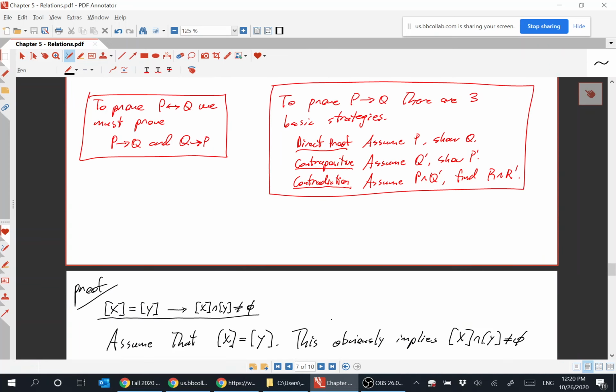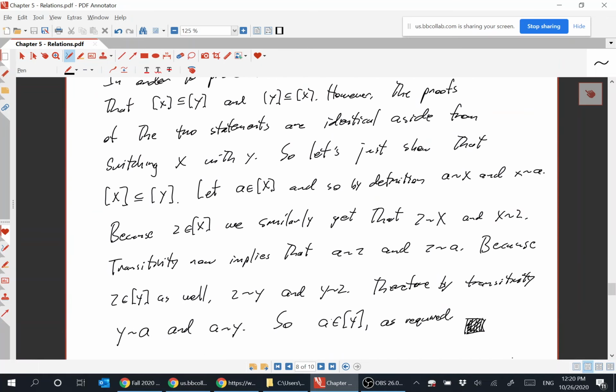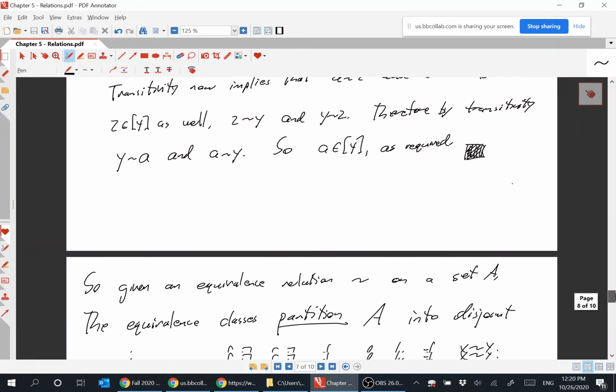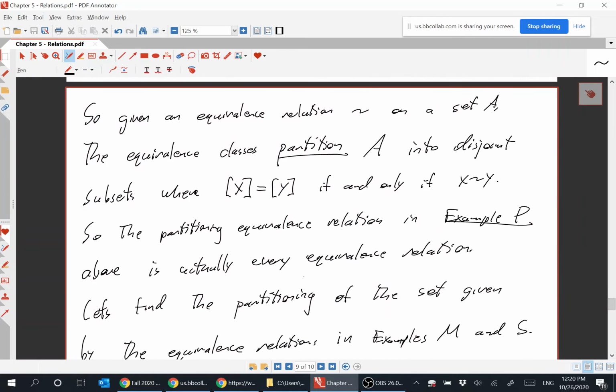So equivalence classes partition, and here's the proof of that. Equivalence classes partition the set A. So that partition equivalence relation, which example P was our first example, is actually every equivalence relation. They all do that. Given an equivalence relation twiddle on a set A, the equivalence classes partition A into disjoint subsets, which are the equivalence classes, where equivalence class of X is equal to the equivalence class of Y if and only if X and Y are in the same equivalence class.